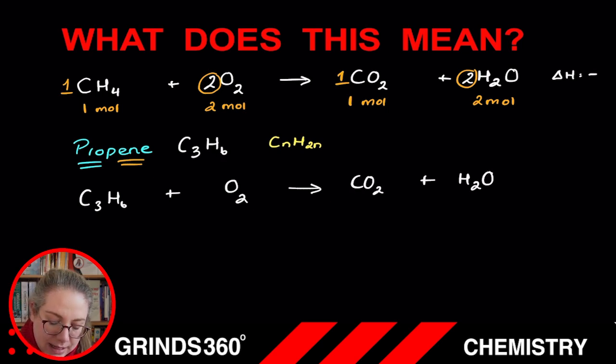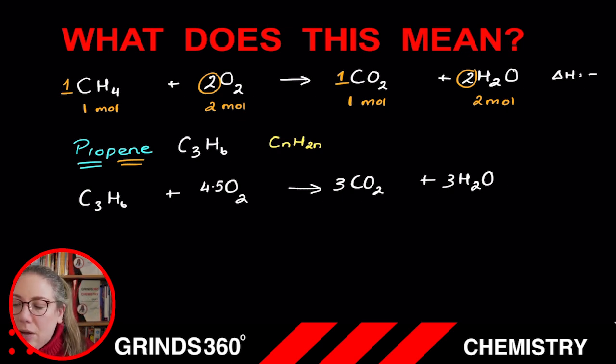Now here, to balance, I need to put a 3 in front of the CO2, a 3 in front of the water, and I have to put 4.5 in front of the oxygen. Now, I haven't looked up what the heat released for a propene reaction is, so I'm going to cheat a little bit and make it up.